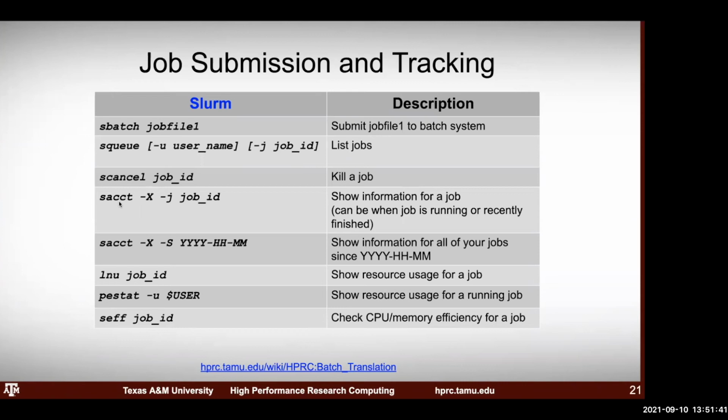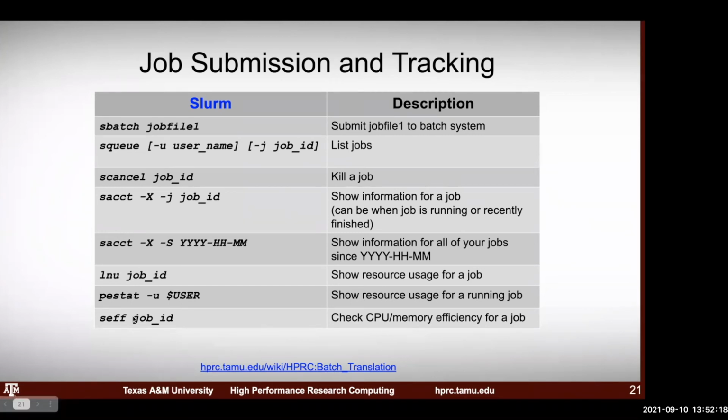sacct is for showing information on jobs. It's there, but I think the more important items are lnu, pestat, and cef. So lnu stands for list node utilization. That was my hint earlier, and it shows you resource usage for a job. pestat shows the resource usage for a running job, and then cef is so you could check the CPU or memory efficiency for a job. lnu and cef need the job ID. pestat you use with the username. So these are the three that I would remember: lnu, pestat, and cef.